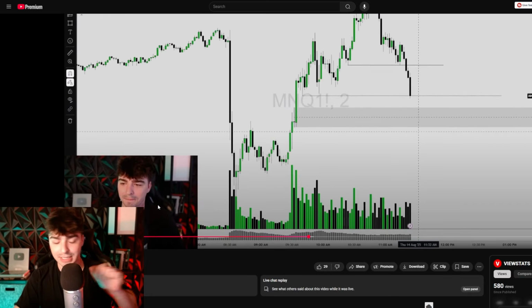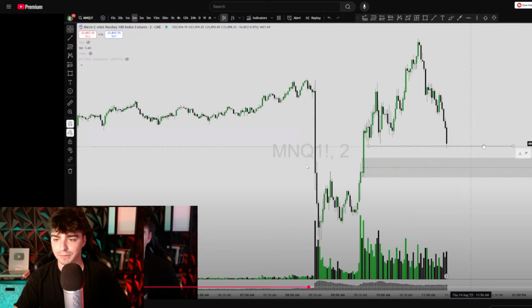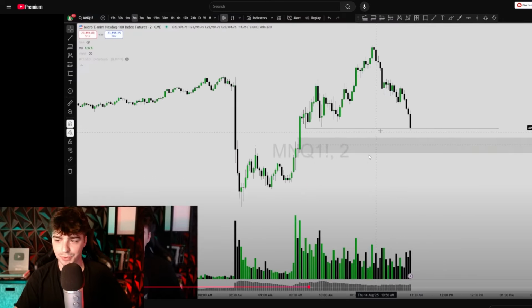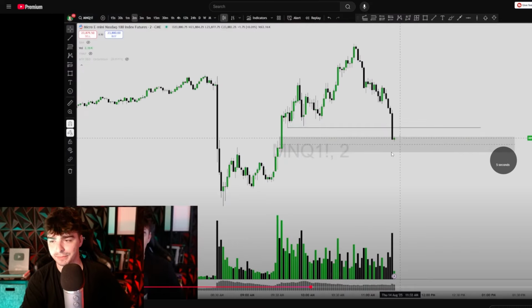This was actually today, 11 hours ago, as of recording this. Okay, and you can see it's the exact same setup. Price starts dramatically dropping towards this area of demand, aka the order zone area, and that is where I'm going to look for a long. So let's watch as price initially starts getting into that area.